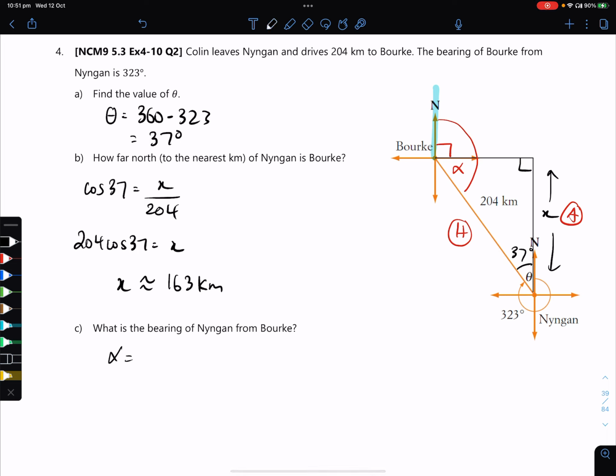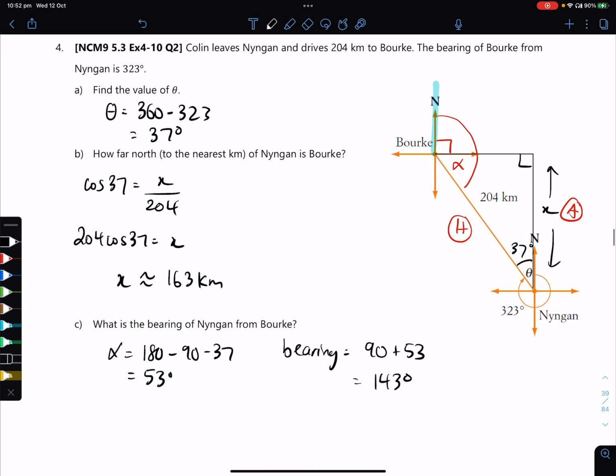So I'm going to write alpha is 180 minus those two angles. So 180 minus those two angles will give us 53 degrees. So that means our bearing is comprised of these two angles, including 90 degrees as well as alpha. So that's 90 plus 53, which is 143 degrees. Okay.